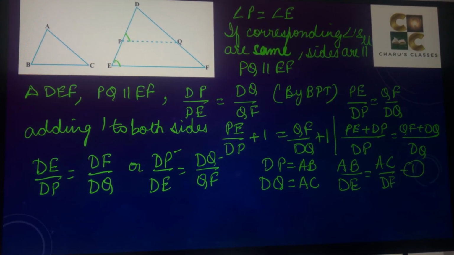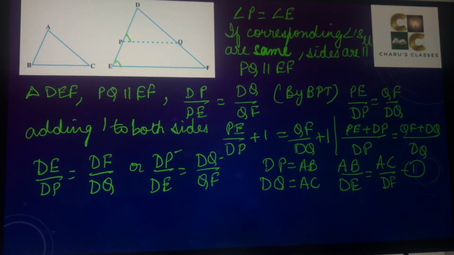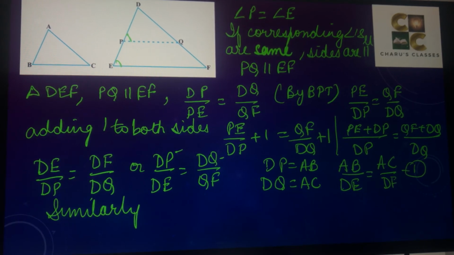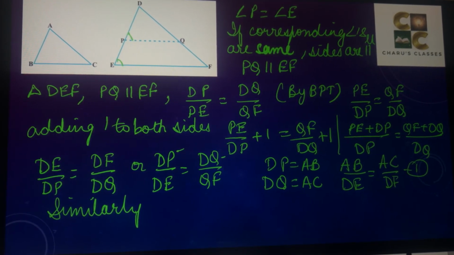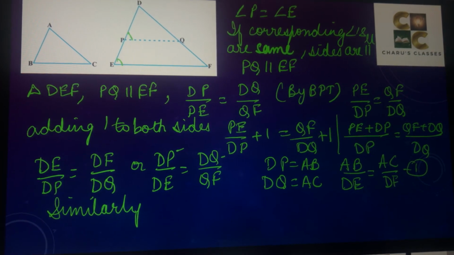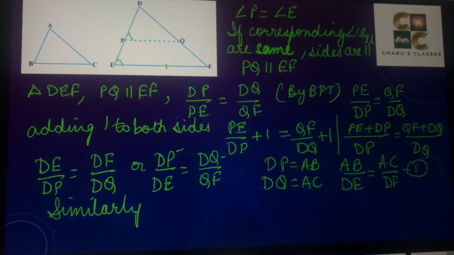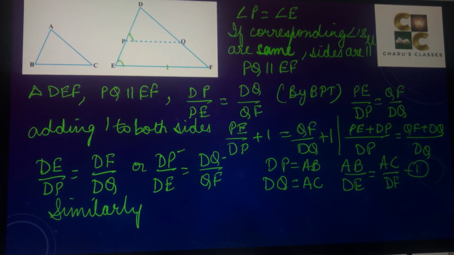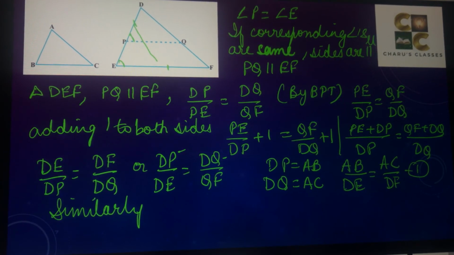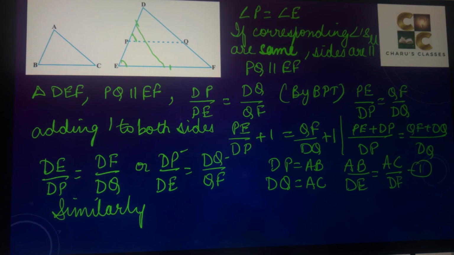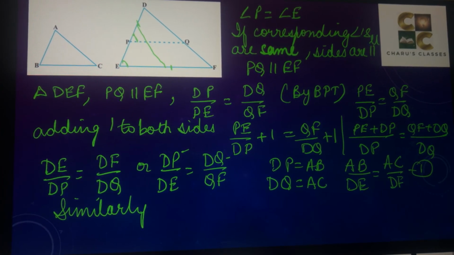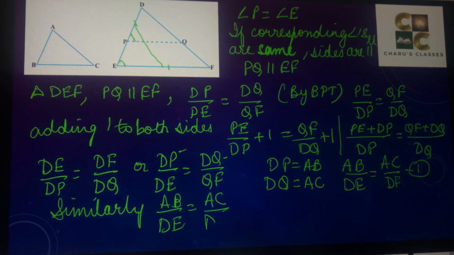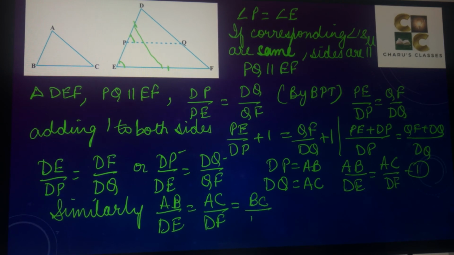So similarly, we can prove for the other sides by taking two different points. So we will just write similarly. How can we do that? In that case, you will basically take side BC equal to some point here. Let's call it EM. And BA is equal to, basically we will have a line parallel to DF. So in this we can write similarly AB by DE is equal to AC by DF is equal to BC by EF.